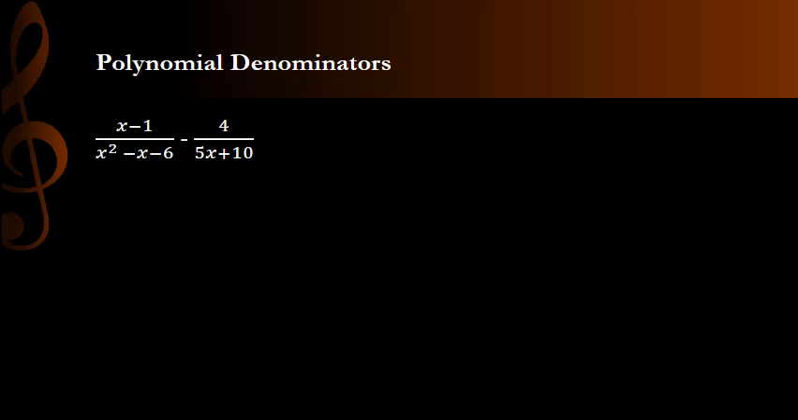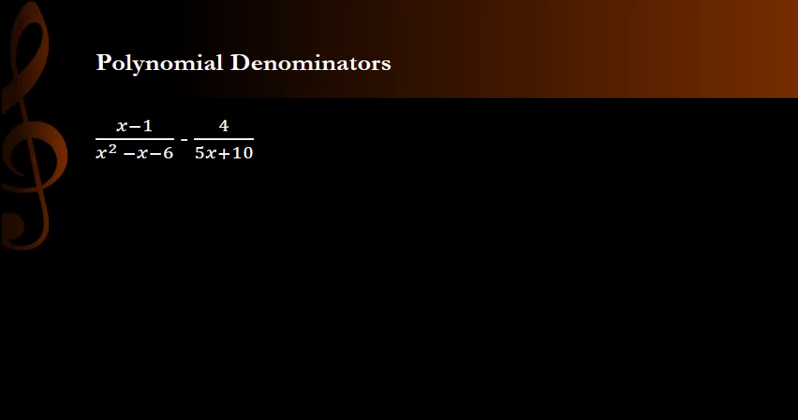Well, now we have the pleasure of adding and subtracting rational expressions with polynomial denominators. All right, so here we go. We've got x minus 1 over x squared minus x minus 6, and subtracting from that 4 over 5x plus 10. Now, again, I've got to get to the least common denominator the best way I can.